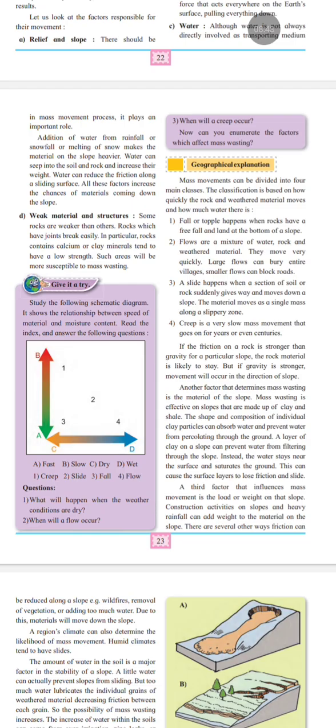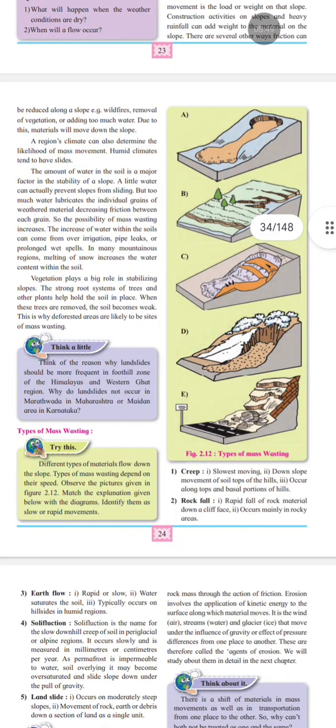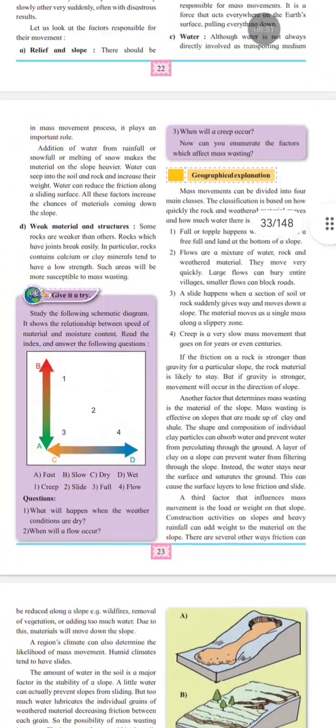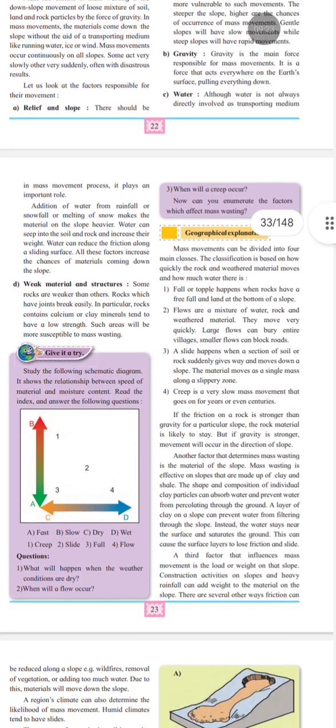Now next is the role of climate. Just remember, climate also influences mass wasting. In humid regions, heavy rainfall can make slopes unstable and increase the possibility of landslides. In mountainous areas, melting snow can also increase the water content of the soil. But remember, rainfall alone does not cause every landslide. The slope, rock structure, vegetation, and gravity also matter.